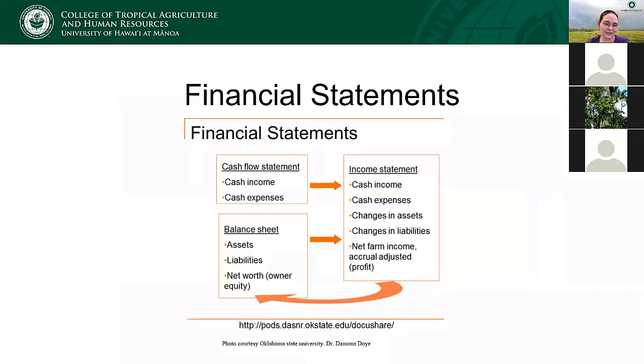So financial statements, this is also courtesy of Dr. Demonadoy from Oklahoma State University. So this just shows you the life cycle of financial statements, which I think is really interesting because they all feed back into each other in some way, shape, or form. And realistically, you have what they call a beginning and ending balance sheet, which ideally is done on the same day at the same time of the year. And then everything just feeds into everything. It's a continuous loop system, basically, in a way.